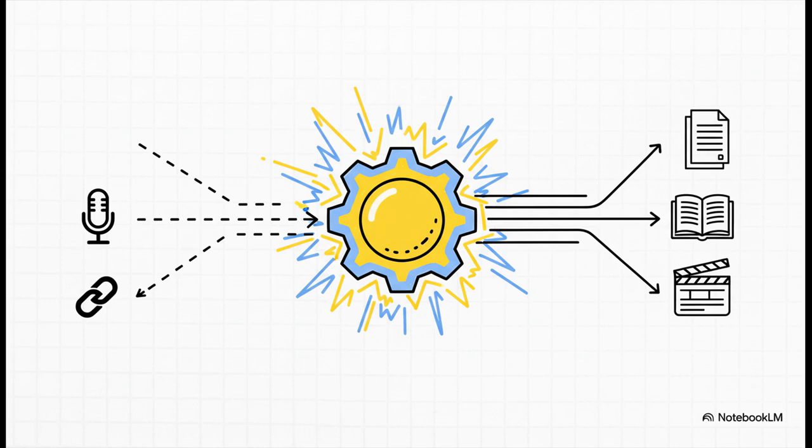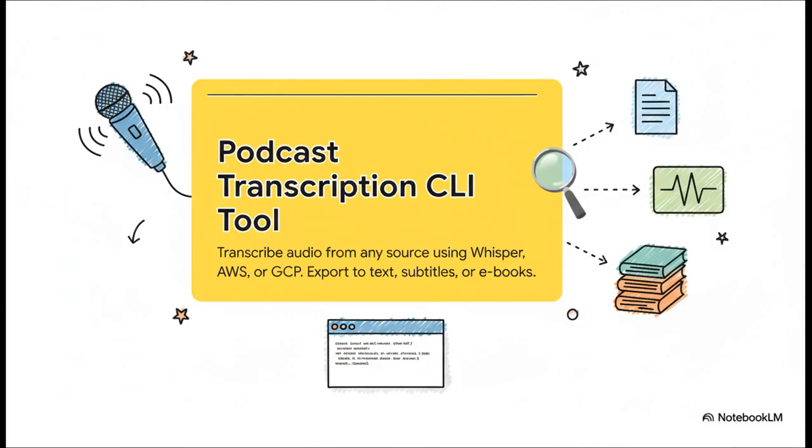A true powerhouse that streamlines the entire audio-to-text workflow, from the very beginning to the very end. So at its heart, it's a command line interface. It can grab audio from pretty much anywhere: a file on your computer, a URL, even a YouTube link. Then, and this is key, it lets you choose your transcription engine. You can use OpenAI's Whisper right on your local machine or tap into cloud services like AWS and Google. And finally, it exports all that text into a huge variety of super useful formats.